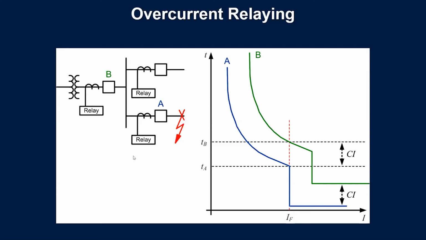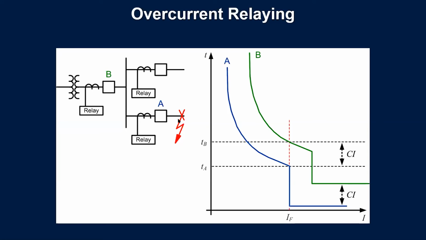So that introduces us to a term we use in protection called selectivity. If this fault occurs on feeder A, we want feeder breaker A to trip. We don't want the main breaker or the incomer B to trip. However, the fault current flows from the source to the fault. Both relays will see the fault. Both of them will begin to take action.